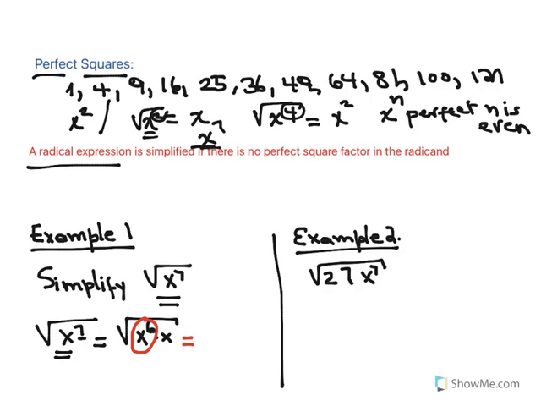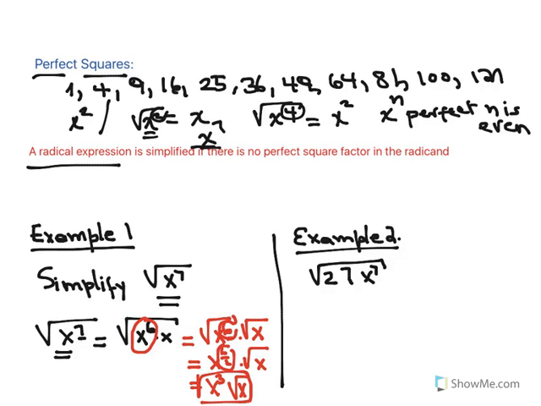So according to our property, that's the square root of x to the 6 times the square root of x. And remember that the square root of x to the 6, all you have to do is divide the exponent by 2. So the square root of x to the 6 is x to the 6 divided by 2, right? It's times the square root of x, and 6 divided by 2 is 3. So it's x to the 3rd square root of x.